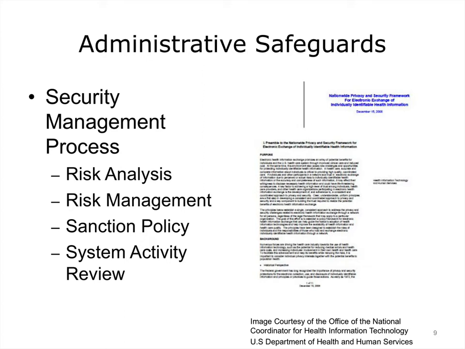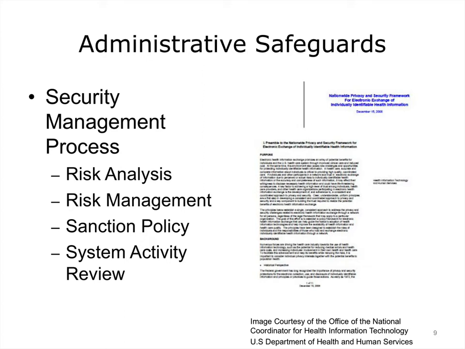The nationwide privacy and security framework for electronic exchange of individually identifiable health information defines administrative safeguards as, quote, administrative actions and policies and procedures to manage the selection, development, implementation, and maintenance of security measures to protect electronic protected health information and to manage the conduct of the covered entity's workforce in relation to the protection of that information, end quote. The number of safeguards included in this category comprises a majority of the HIPAA security requirements. Effective administration of a security program is fundamental to all security efforts. Let's look at each of these safeguards more carefully.